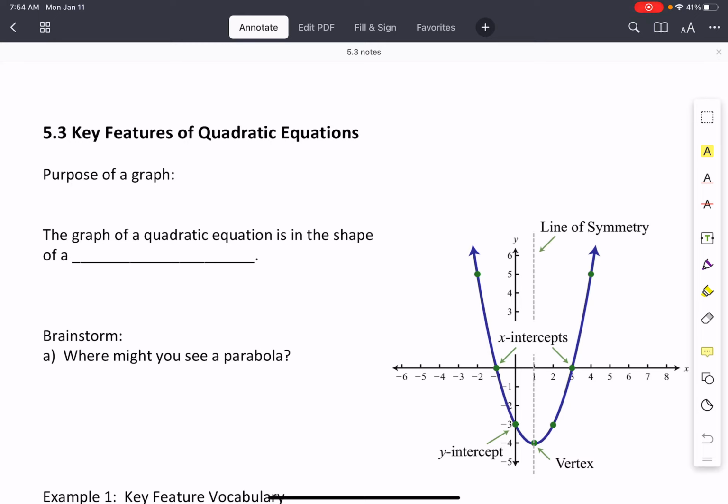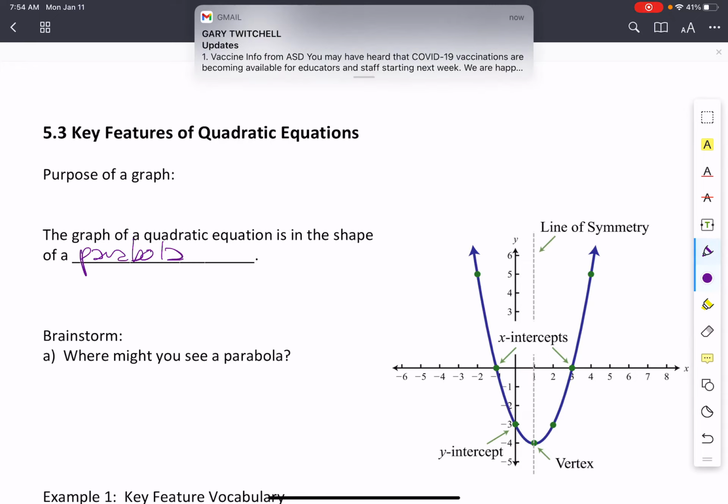So the graph of a quadratic equation is in the shape of, here's a new shape, like shapes in elementary school, like circles, squares, okay? So we're learning a new shape today. It's called a parabola. Parabola, okay?